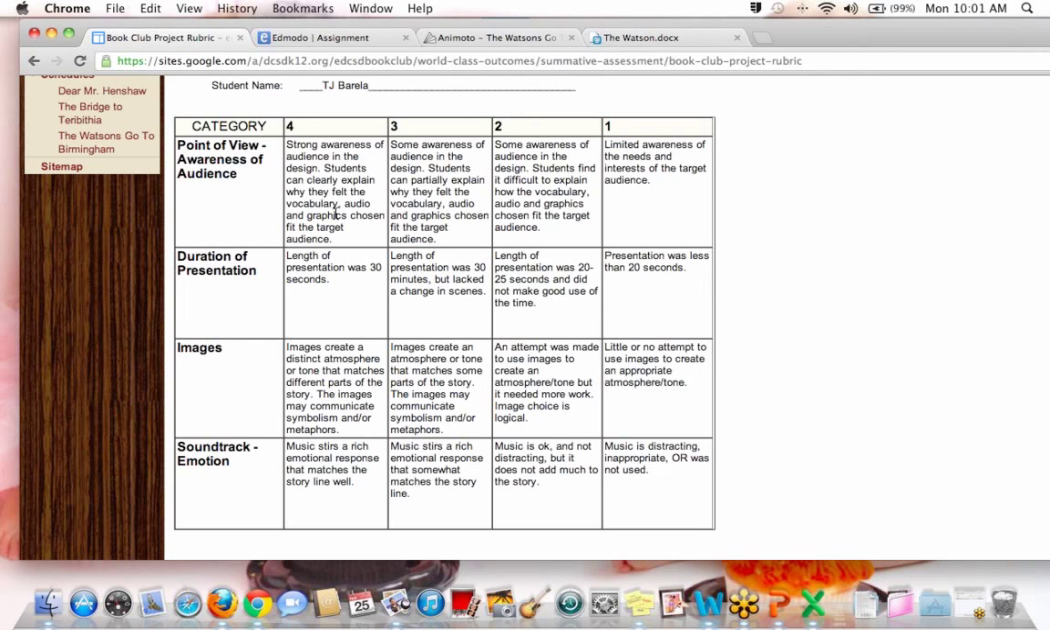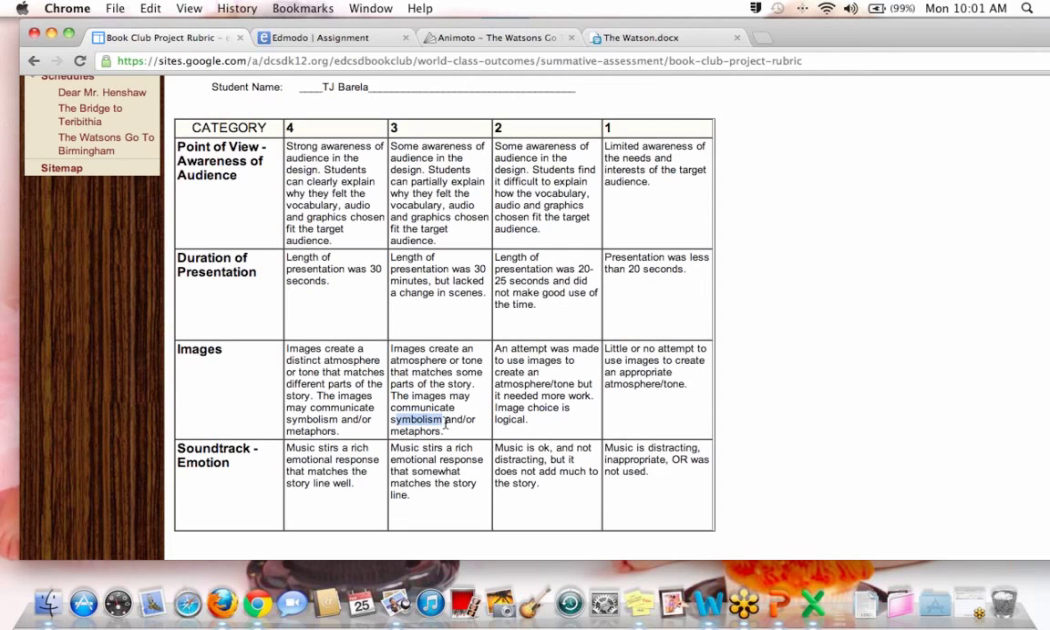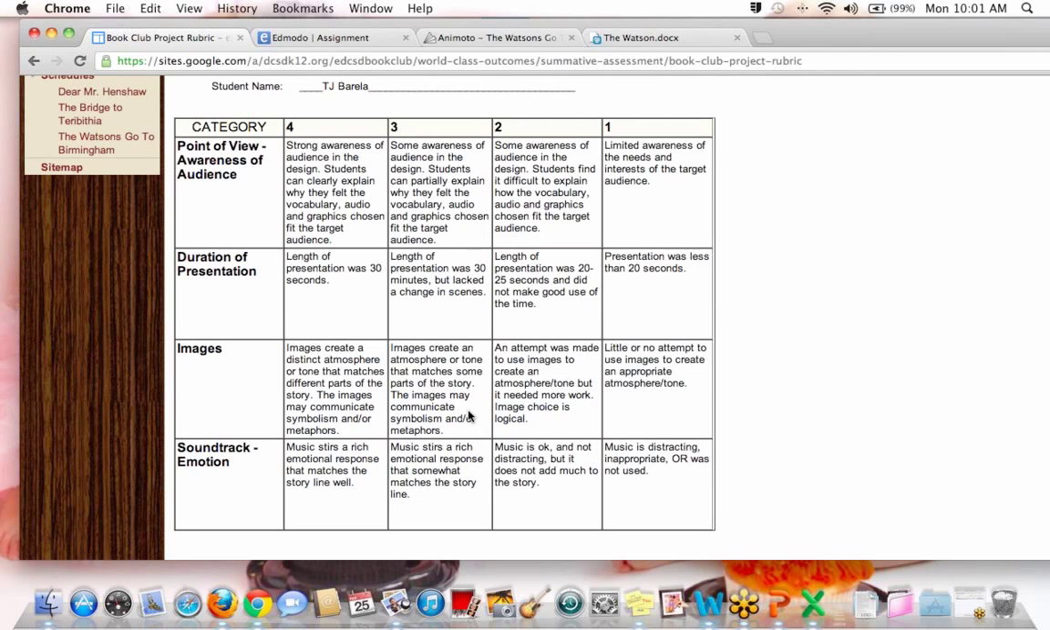If I was to grade Dakota, I would have given him a four, four, four, four, three, four. Oh, okay. So you don't think that he used as much symbolism, and that's okay because he did only choose to use one image, but it was still a really good image. Strong and powerful. That's why I gave him that. So, Lucas, are you there?